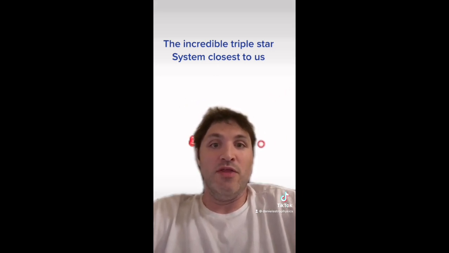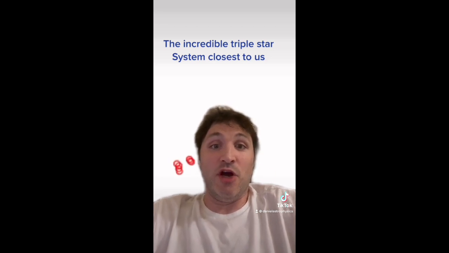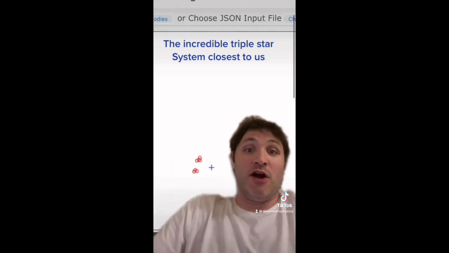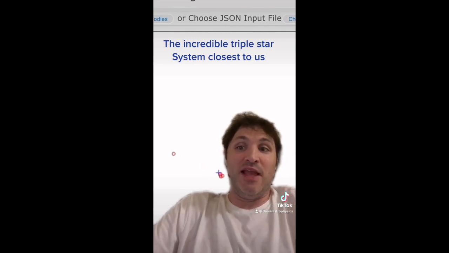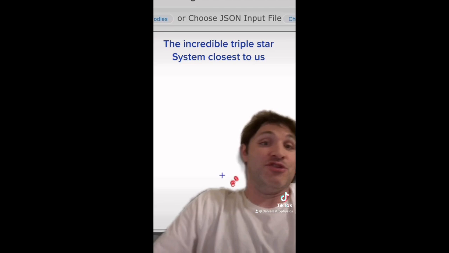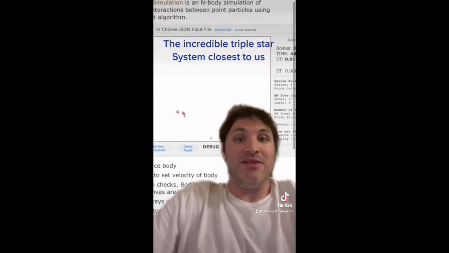So they're not the same brightness exactly, but they're very close. And there's also a third star. It's a red dwarf, and it's called Proxima Centauri, and it's 13,000 astronomical units away. So it's way further away than the other two.